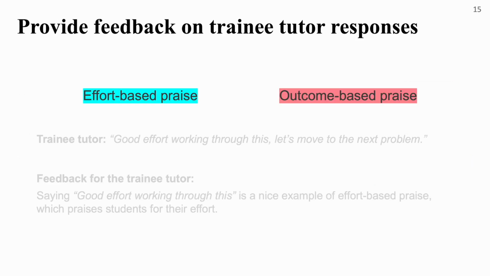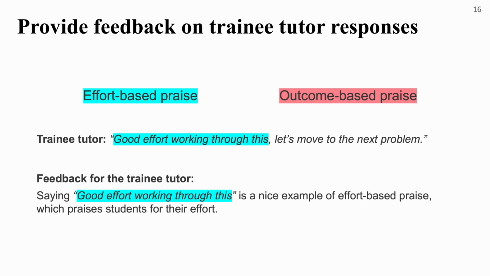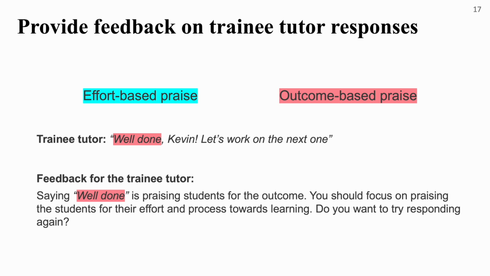Our solution for the feedback provision is to highlight the key components of the praise in the tutor responses. We use blue for effort-based praise and red for outcome-based praise. Once the tutor puts a response in our system, it can capture these key components from the response and then further provide template-based feedback for the tutor's training. The same goes for outcome-based praise. For the undesired praise, we can further provide suggestions. For example, you should focus on praising the students for their effort and process towards learning, to better help the trainee tutors understand the desired form of praise.